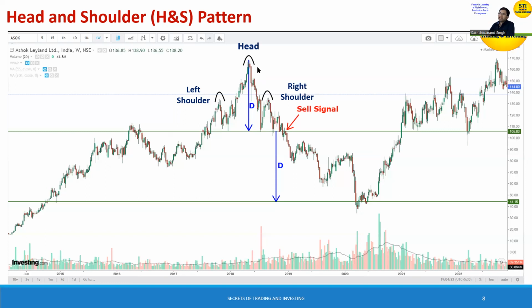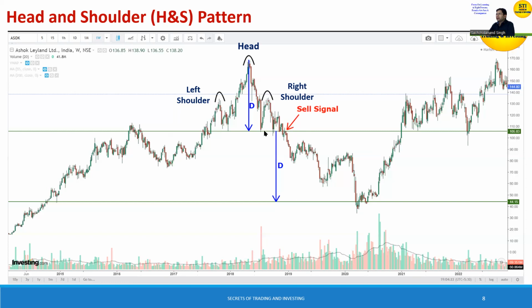That means if the head and shoulder formation is happening, the price is going to go down till this point of time, and from there there are two possibilities. Either the price can go up again, but if it breaks successfully here, then it is very likely that the price will come down to one more price point, which will be equivalent to the same D.